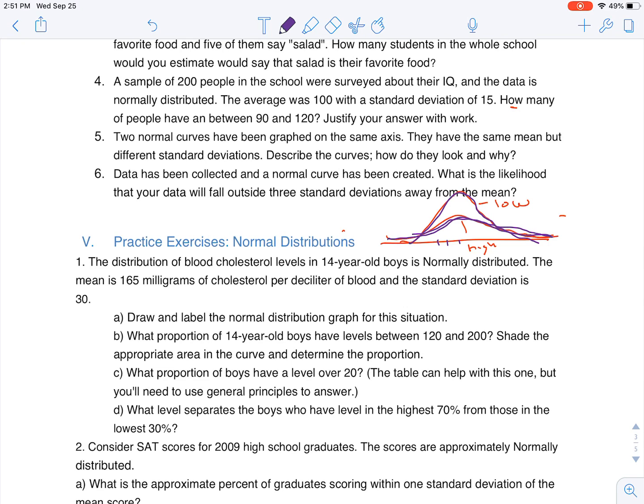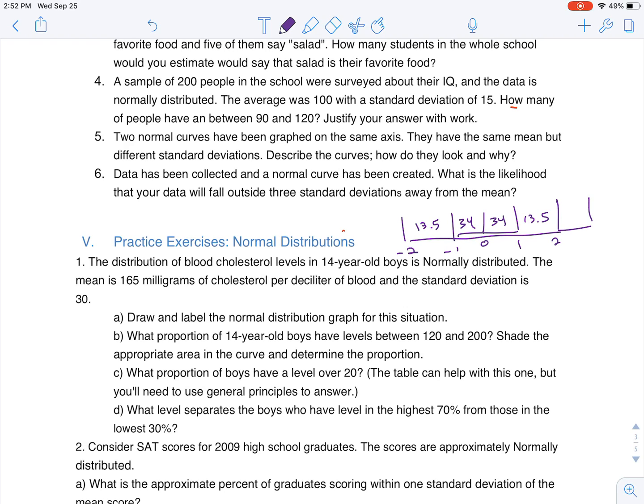Number 6, data has been collected and a normal curve has been created. What is the likelihood that your data will fall outside 3 standard deviations? Good question. So remember, our first one goes like this, and it goes 34, 34, and then it goes 13.5 and 13.5. And so far that has added to 95%.